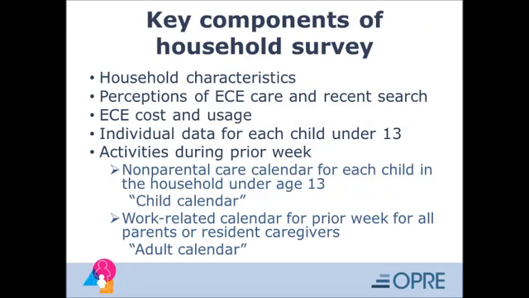The topics of the household survey questionnaire included basic household characteristics, like who lived in the household, income, the type of dwelling, things like that. We collected data on the perceptions of different types of care and the actual most recent search for ECE. We asked questions about the cost to the household of their regular ECE arrangements, as well as their current usage of both regular and irregular care. Data are collected individually for each child under 13.